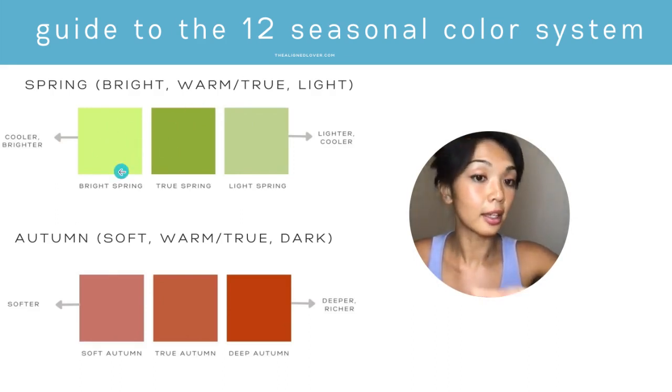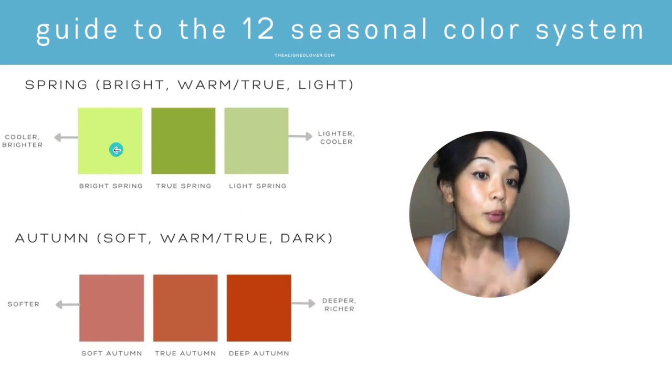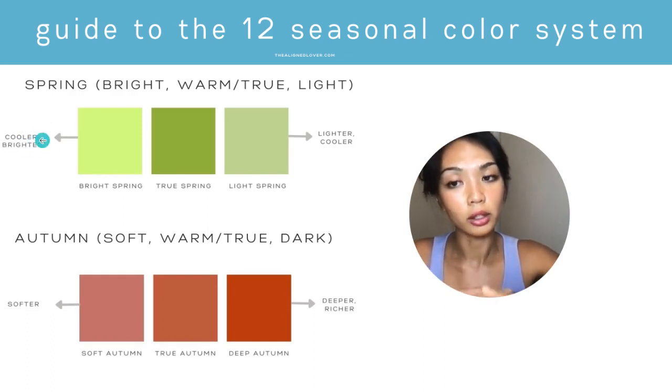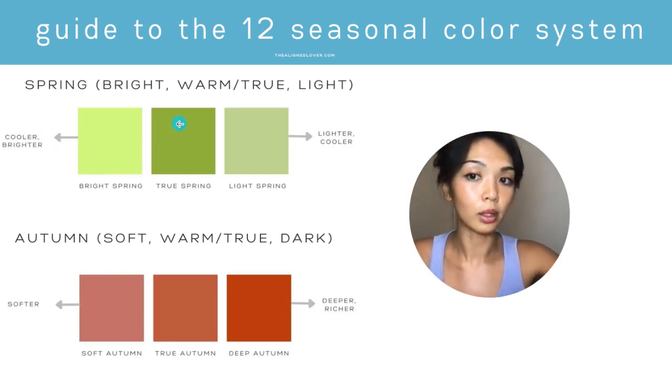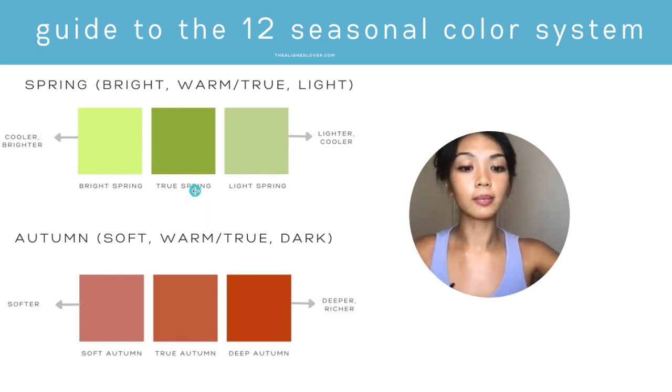Now let's look at the other side of spring, which is bright spring. Bright spring is bright and then warm. And since it is closer to winter, it's going to have cooler colors relative to true spring, again, which is the middle of the season.